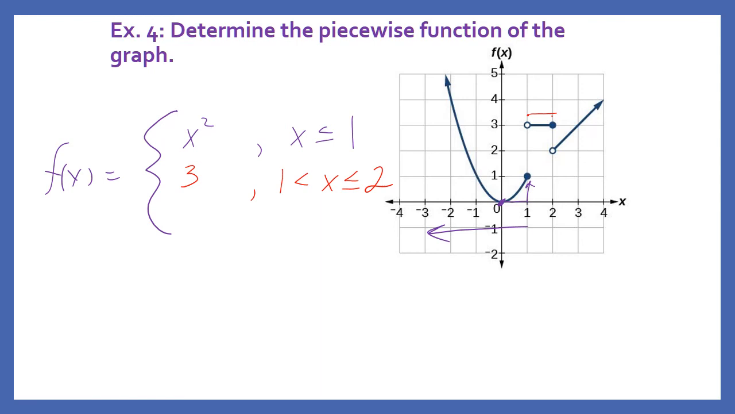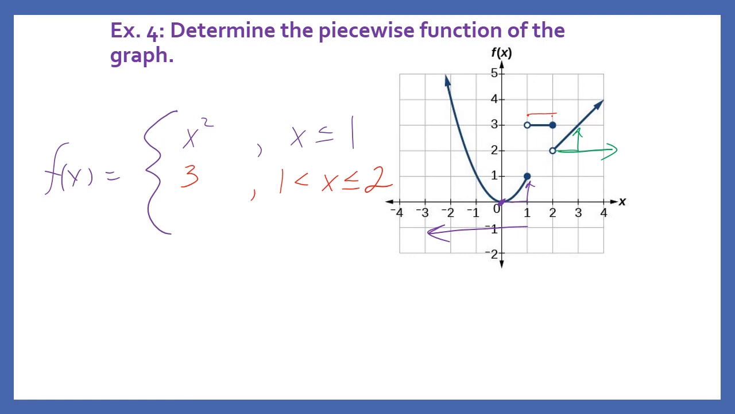And finally, our third piece, again, that looks quite linear to me. It only exists from 2 onward and doesn't include 2. And to come up with our equation for a linear graph, we need to come up with our y-intercept and our slope. Slope, that's easy. Over 1, up 1, rise over run. The slope is just 1.